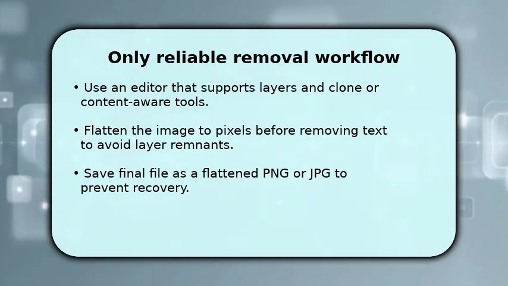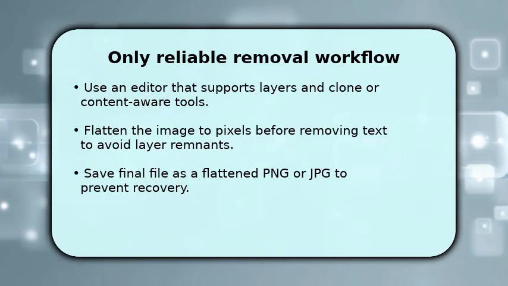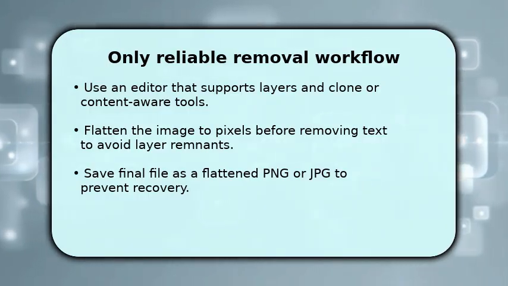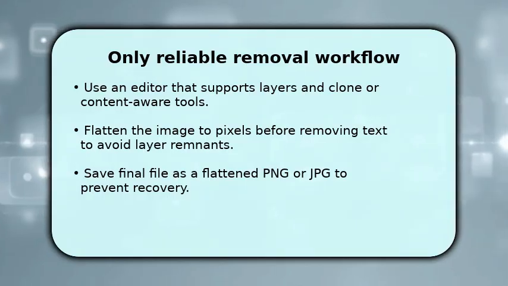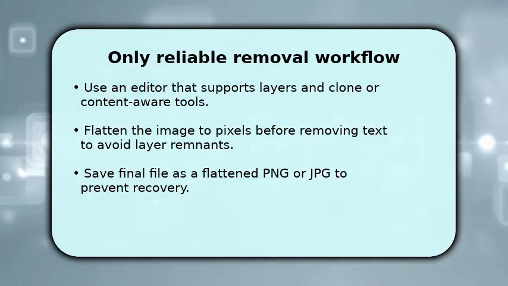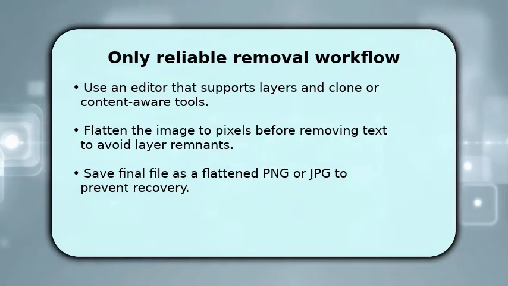Use the clone stamp or content-aware fill to sample surrounding pixels and replace the text area. Work in small strokes and match texture, lighting, and color for a seamless result. After editing, save the file as a flattened PNG or JPG to prevent any text layer from being restored.